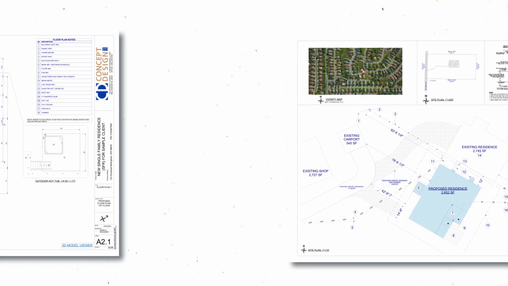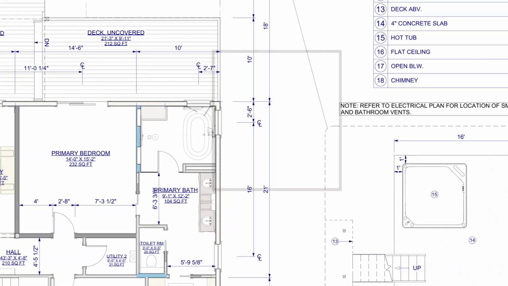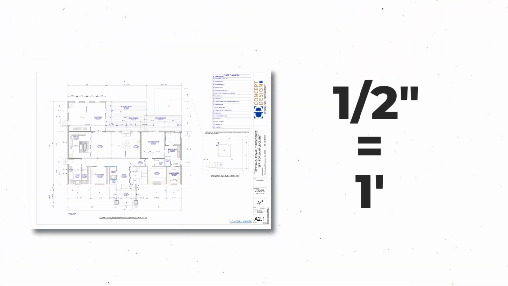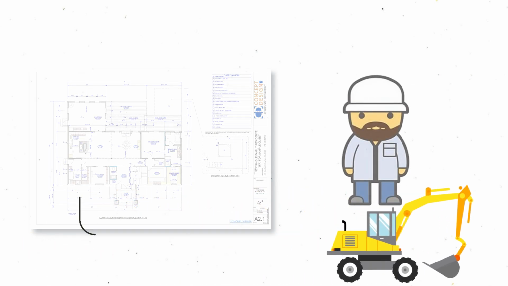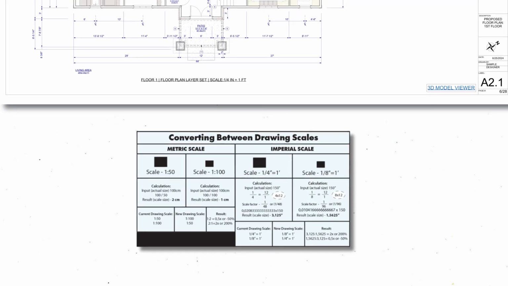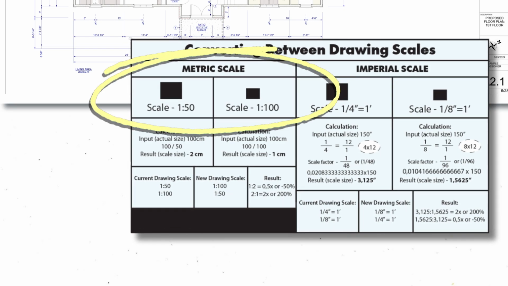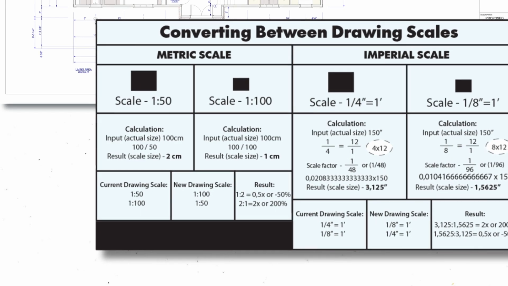When you need to show fine details, like cabinetry or window installations, you might see a larger scale, like 1/2 inch equals 1 foot. These close-up scales are used to give tradespeople a more precise view of how specific elements should be installed. If you're working on a project outside the US, you might come across the metric scale. In these scales, 1 unit on the drawing represents 50 or 100 units in real life, usually millimeters or meters. It's the same concept, just with a different measurement system.